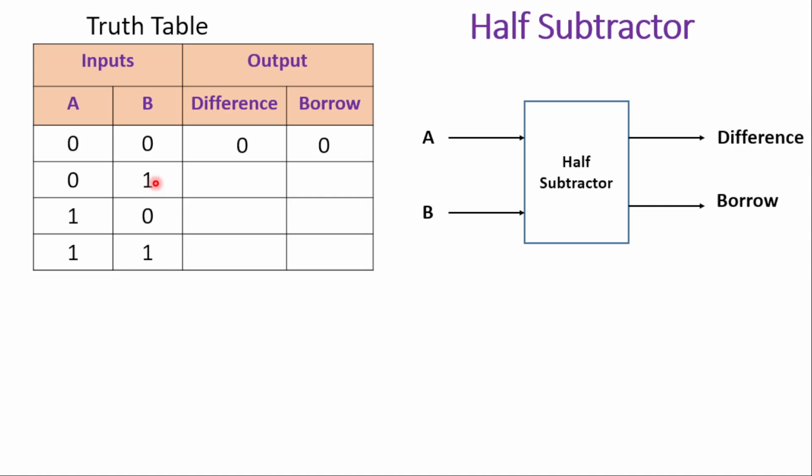0 minus 1, smaller number minus larger number. In this case difference is 1 and borrow will be generated. So borrow will also be 1. Third row, 1 minus 0, difference is 1 and there will be no borrow. And last row, 1 minus 1, difference is 0 as well as borrow is also 0.